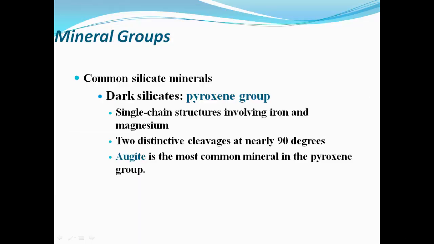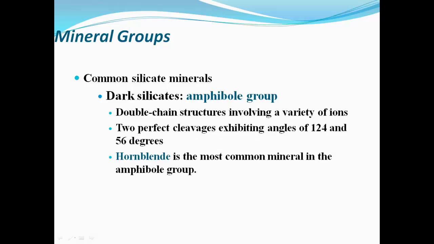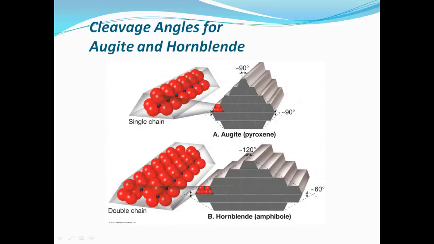The pyroxene group, single chain structures involving iron and magnesium, 2 distinct cleavages at nearly 90 degrees. Augite is the most common mineral in the pyroxene group. Amphibole group, double chain structures involving a variety of ions, 2 perfect cleavages, actually close to 120 and 60 degrees. Hornblende is the most common mineral in the amphibole group.